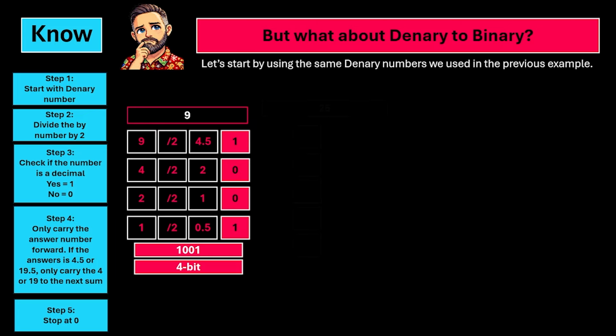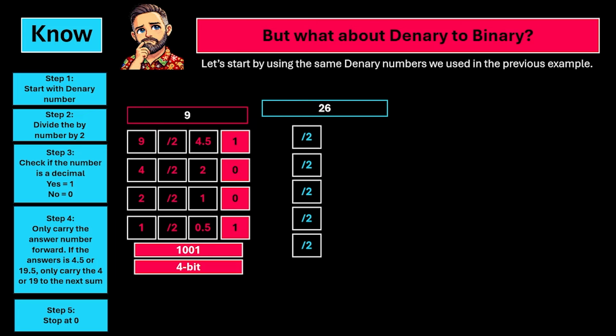Okay, let's do another one. So let's start with 26, which was the second piece we did. Now I've gone ahead here and placed out 5 divide 2s because I already know that this number is going to be 5-bit because that's what we started with before. We might not always know that, so sometimes we just have to follow the number, and we will look at a special case of that very shortly.